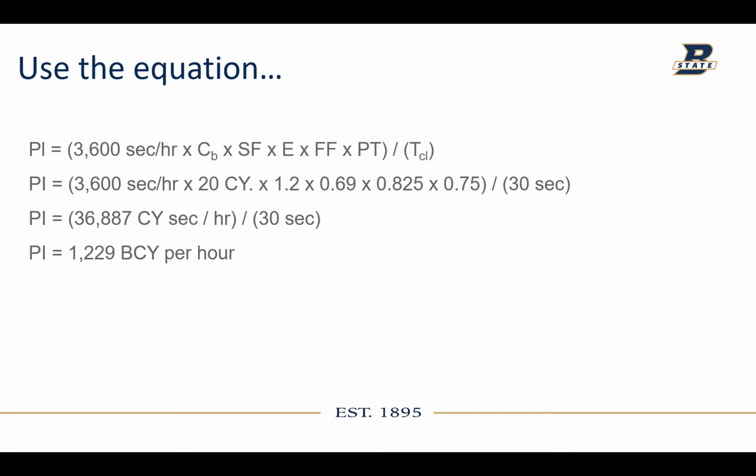So we just use the equation that we had, right? There's 3,600 seconds per hour. That's a conversion factor. The bucket capacity is 20 loose cubic yards. Our swell factor is 1.2. Efficiency is 0.69. Fill factor is 0.825. And PT is 0.75. So we multiply all those together, and then we divide by our cycle time, which is 30 seconds, and we get 1,229 bank cubic yards per hour. So that's the production rate of the shovel, how much overburden it can remove in an hour of operating.